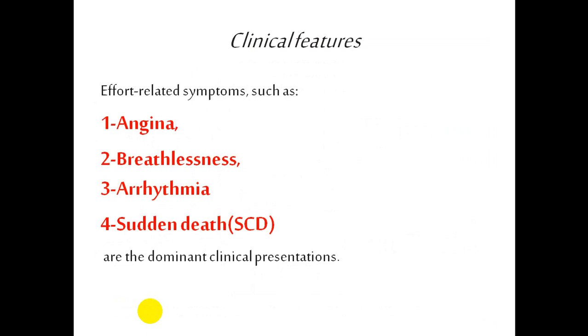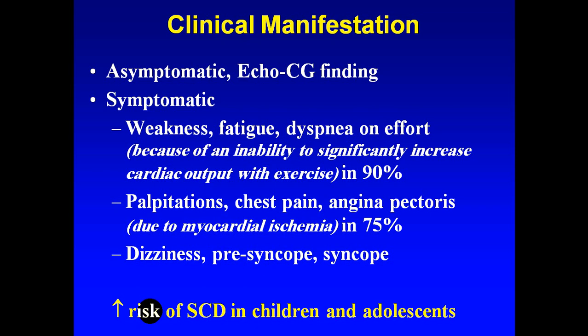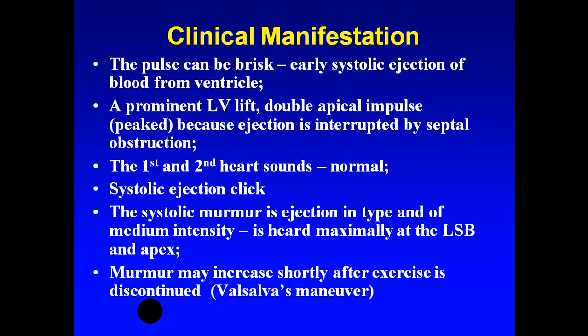So effort-related symptoms during exercise or shortly after, angina, breathlessness, arrhythmias, or sudden cardiac death, are the dominant clinical presentation. It may be an asymptomatic echo finding. If symptomatic, there is weakness, fatigue, and dyspnea on effort because of inability to significantly increase cardiac output with exertion, in 95%. Palpitation, chest pain, and angina due to myocardial ischemia occur in 75%. Dizziness, pre-syncope, syncope, and sudden cardiac death are also a problem.